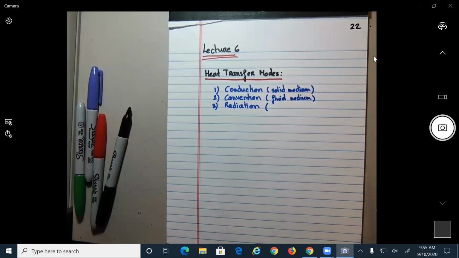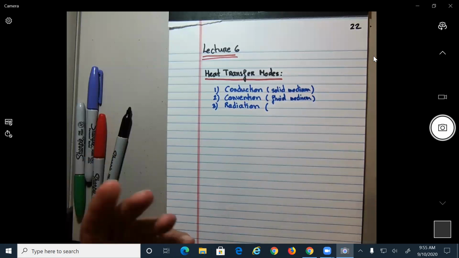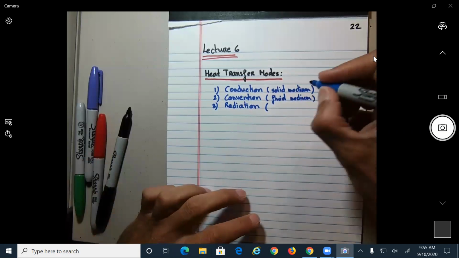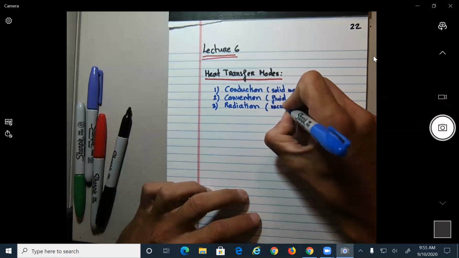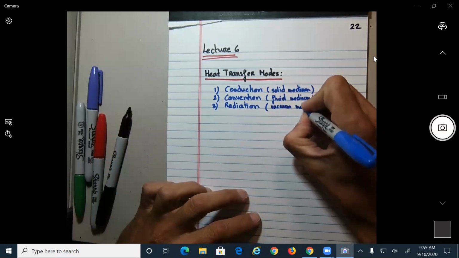And now the last one, radiation. What is an example of radiation? The heat from the sun comes to the earth through space, and the heat transfer mode is radiation. But in space, there is no medium, no? So in order to have radiation, you can have a vacuum medium.